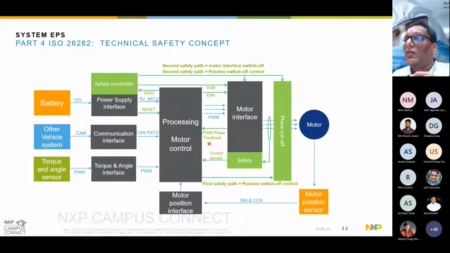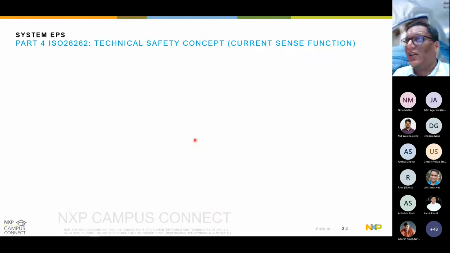requirements. You need to have a PWM module to monitor the PWM phase back. You need to have, say, ADCs to measure the current sense that's coming in. So that's your hardware requirement. Then on the software side, you will have requirements to initialize and measure these values and do something if they indicate some errors. So that's how you start to develop your safety architecture.